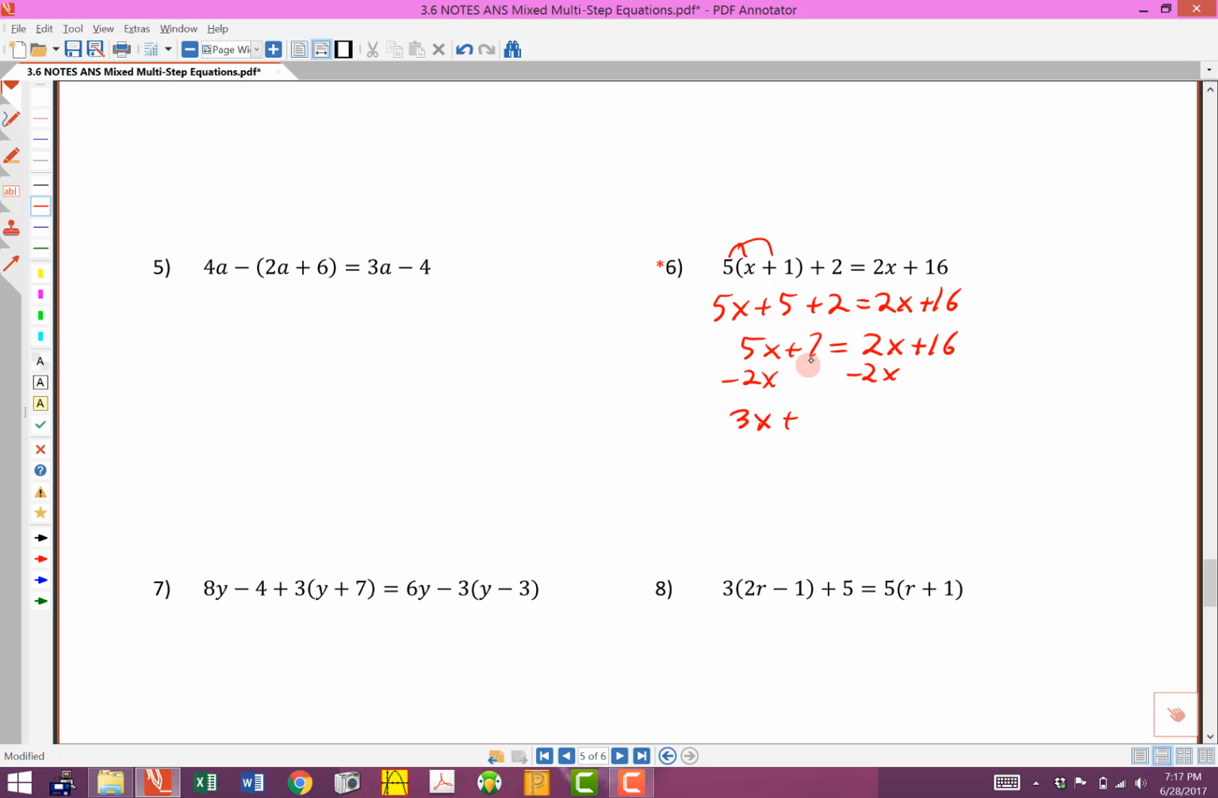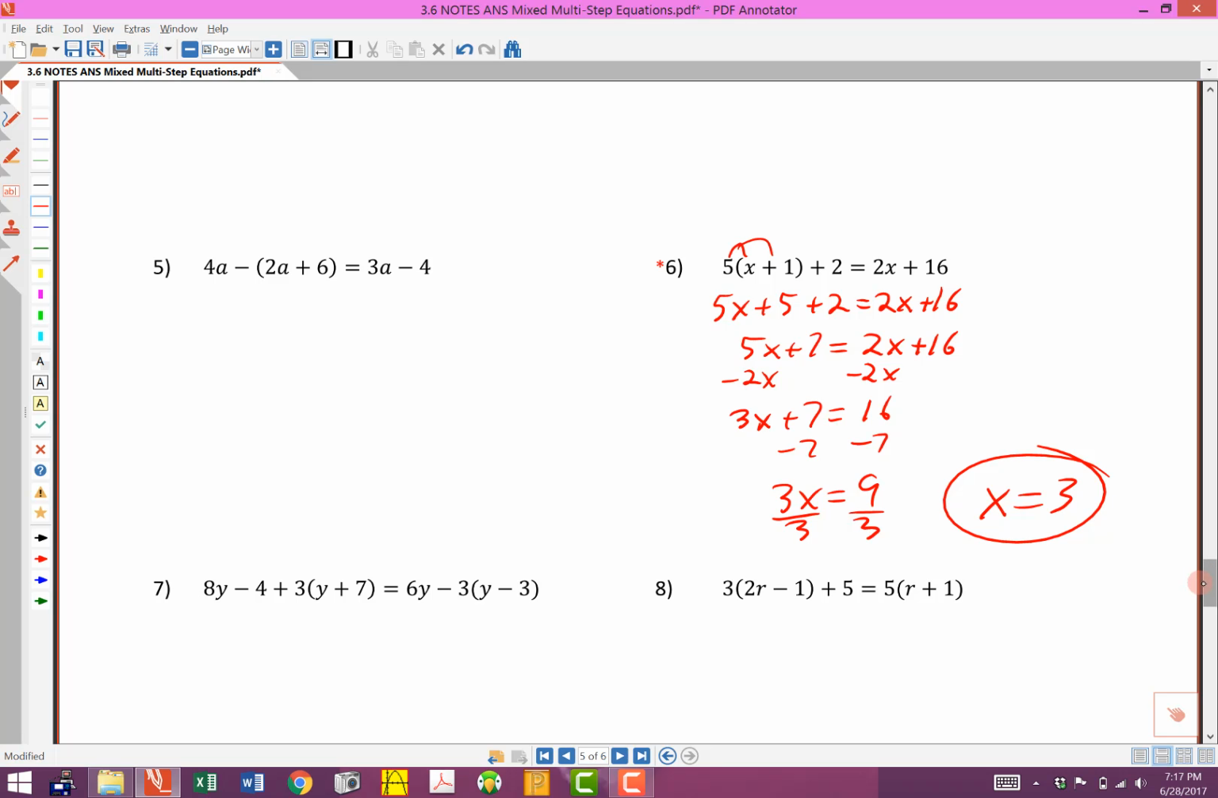And then we've got, let's see, that plus 7, and then we've got a 16 once those cancel. And then we're going to subtract 7. So we end up with, let's see, 3x over here and 9 over here. So then we just go ahead and divide by 3 and we get x equals 3. So you can still see all the work that we did there. And then there's our answer.